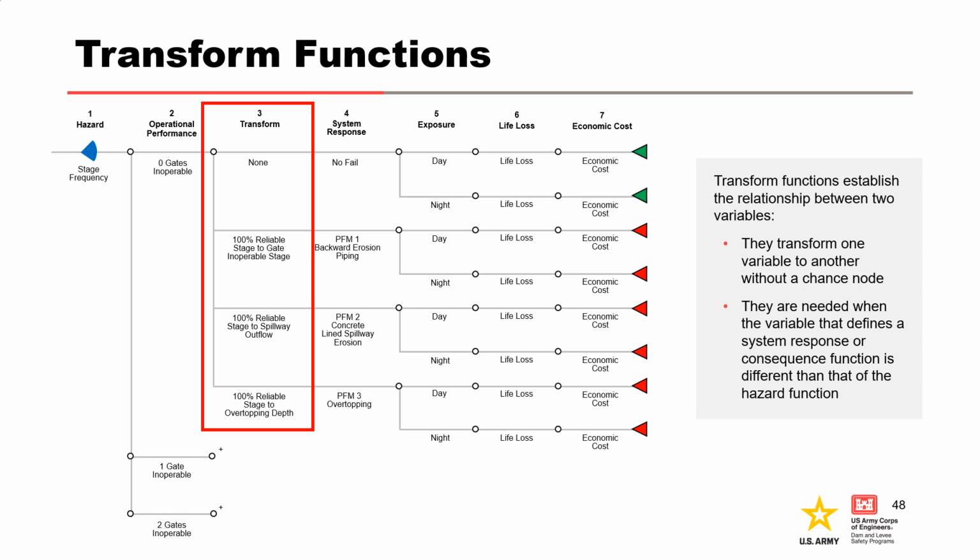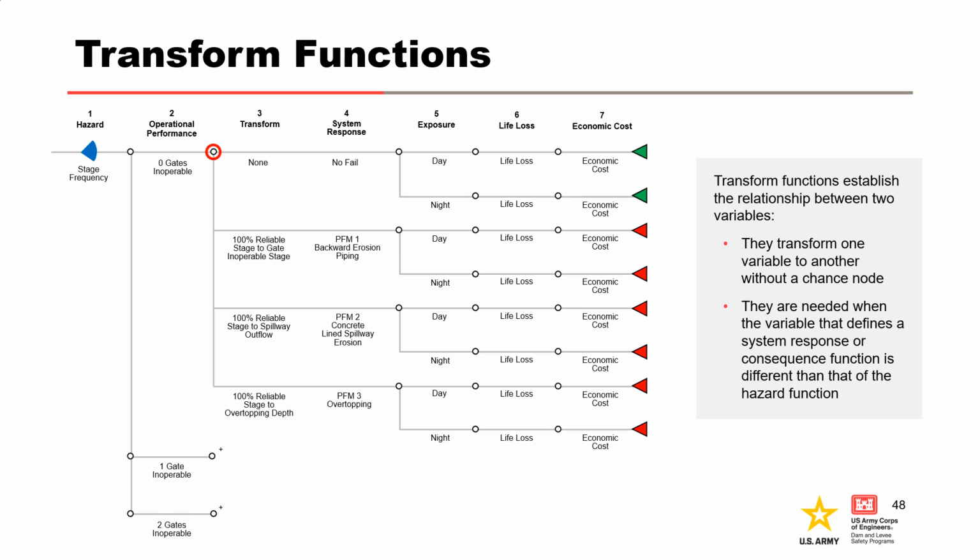Performance and associated consequences can be functions of different loading variables than what was used to define the initial hazard function. Most of the time, they are a function of stage, but they can be a function of a lot of other things too, such as overtopping depth or inflow. So being able to use a transform function to move from one variable to the next is very useful.